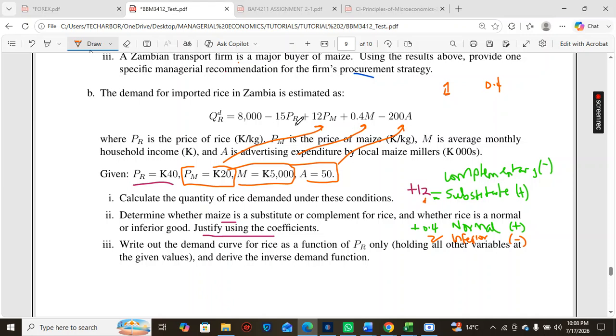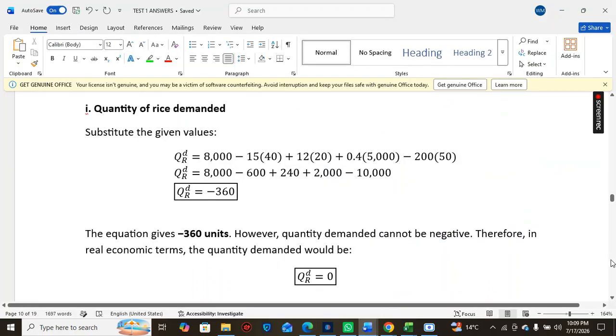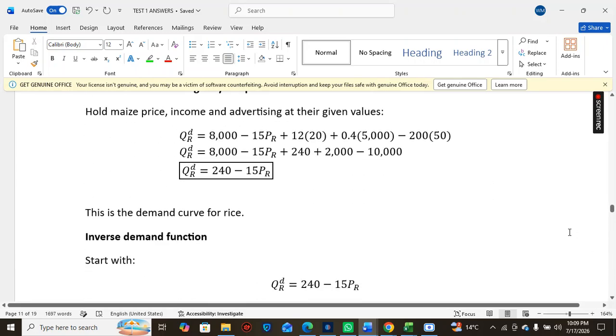But this PR, we're not going to bring it. It's still going to stay as it is, because you are writing the demand function. So this PR equals 40, do not substitute it in. When we do that, 12 times 20, 240. 0.4 times 5,000, 2,000. 200 times 50, 10,000. So when you do 8,000 plus 240 plus 2,000 minus 10,000, you get 240.